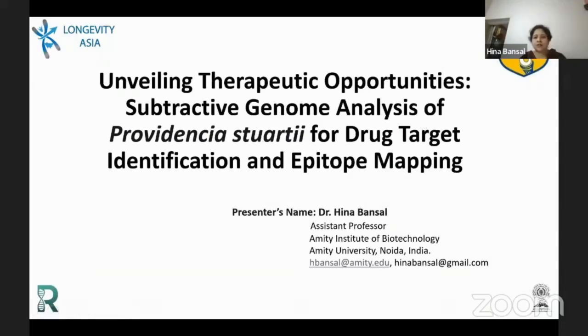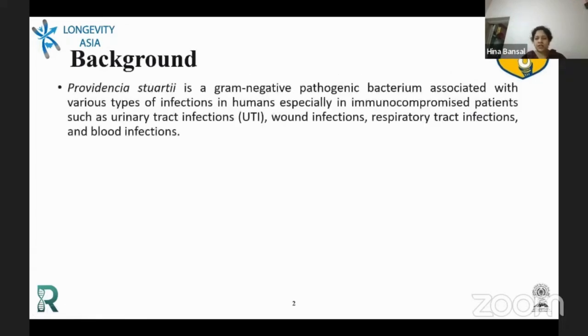Hina Bansal, I am Assistant Professor at Amity University, Noida, and I would like to thank the organizer for giving me the opportunity to present my work entitled Unveiling Therapeutic Opportunities: Subtractive Genome Analysis of Providencia stuartii for Drug Target Identification and Epitope Mapping. Providencia stuartii is a gram-negative pathogenic bacterium associated with various types of infections in humans, specifically in immunocompromised situations, such as urinary tract infection, wound infection, respiratory tract infection, and blood infection. It is known for its multi-drug resistance.